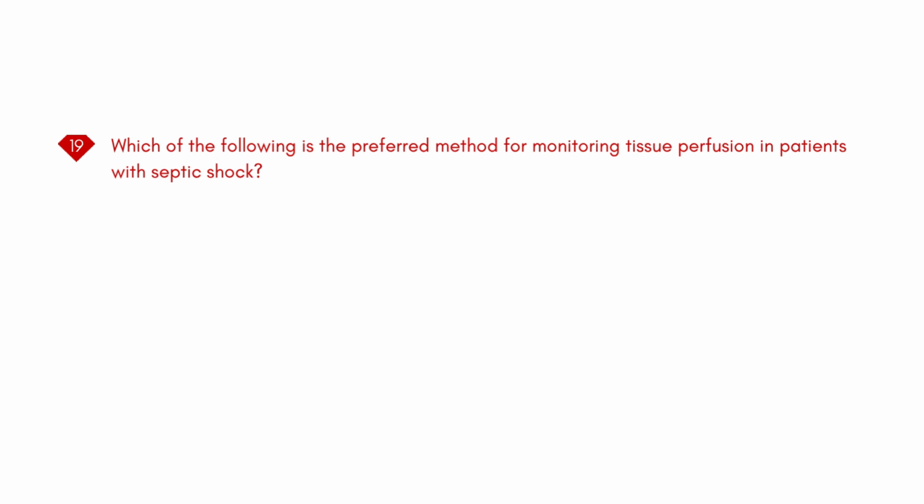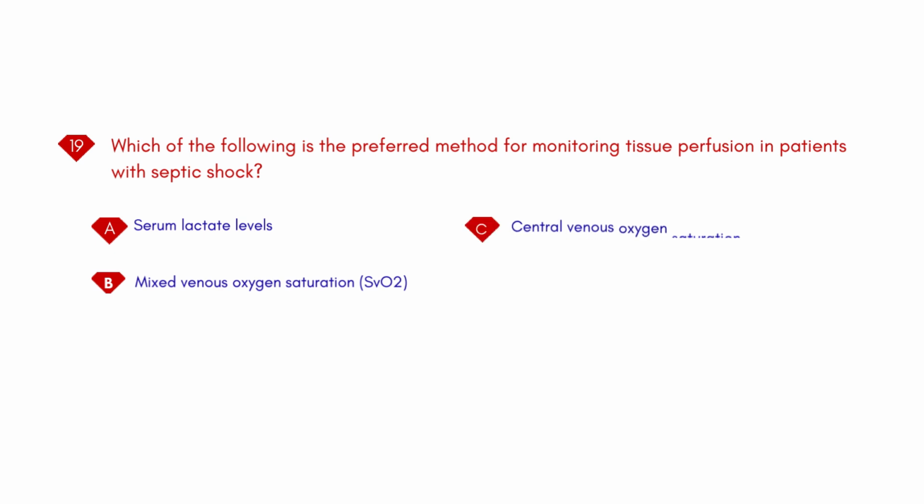Which of the following is the preferred method for monitoring tissue perfusion in patients with septic shock? A. Serum lactate levels. B. Mixed venous oxygen saturation, SvO2. C. Central venous oxygen saturation, ScvO2. D. All of the above. Answer: D. All of the above.